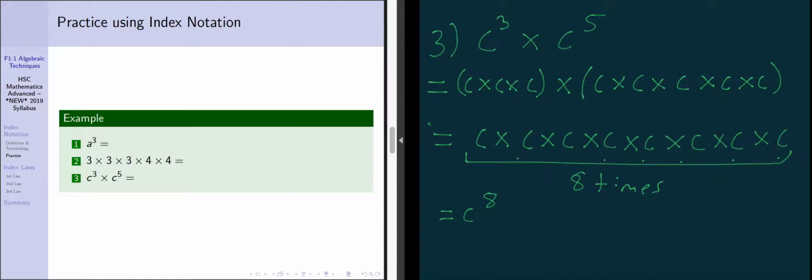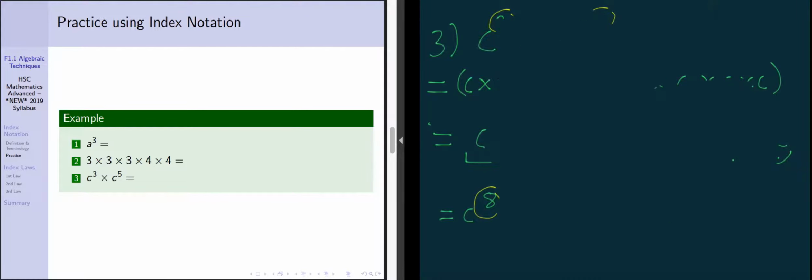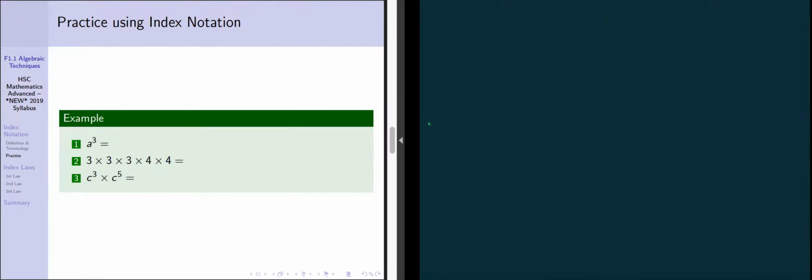The reason I did this example is because I want you to realize that this 8 appears to be the sum of these two initial indexes. So we have 3 plus 5 equals 8. And so a question for you: is this just a one-off? Were we just lucky to get this? Or does this apply in general? This is the idea that basically leads to the first index law, and that's what we'll cover right now.